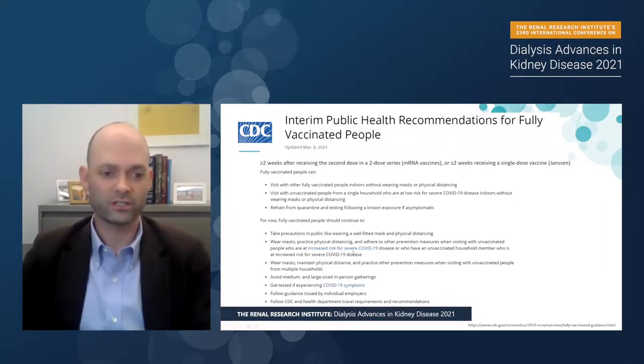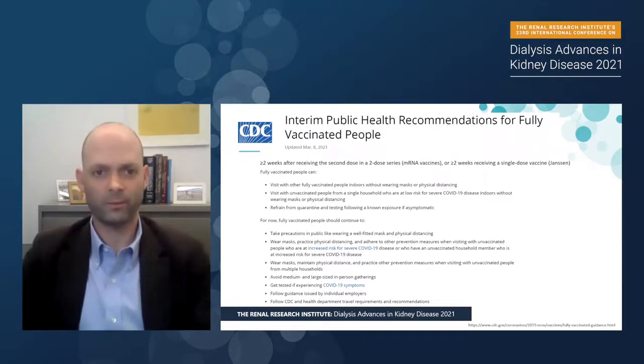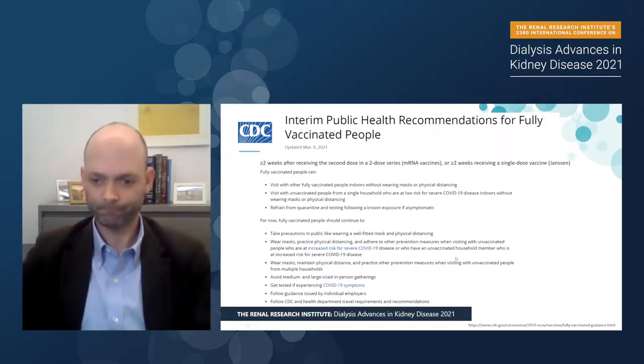Continue to take precautions in public, like wearing a well-fitted mask and physical distancing, wearing masks when visiting unvaccinated individuals who are at increased risk for severe COVID-19. So those, for example, with advanced age or comorbidity. So a bit of nuanced recommendations, in particular when it comes to grandparents. But otherwise, you can see here that everything else remains quite the same. These are subject to change. I think these will be updated over time as we have more and more data on the effect of these vaccines in the real world scenario.